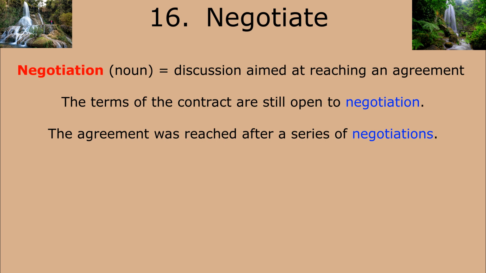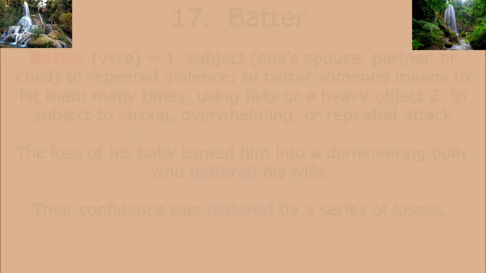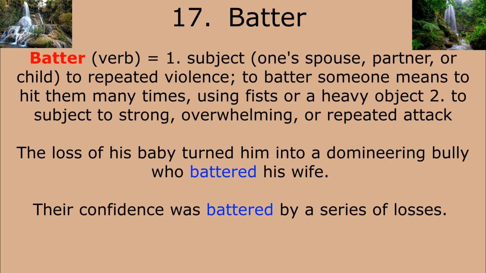Negotiation is a discussion aimed at reaching an agreement. For instance, the terms of the contract are still open to negotiation. The agreement was reached after a series of negotiations. Let's move on to the next word. The word number 17 is the word batter.